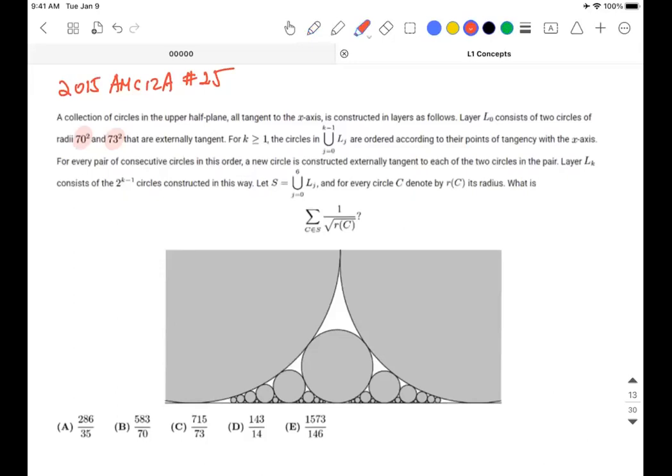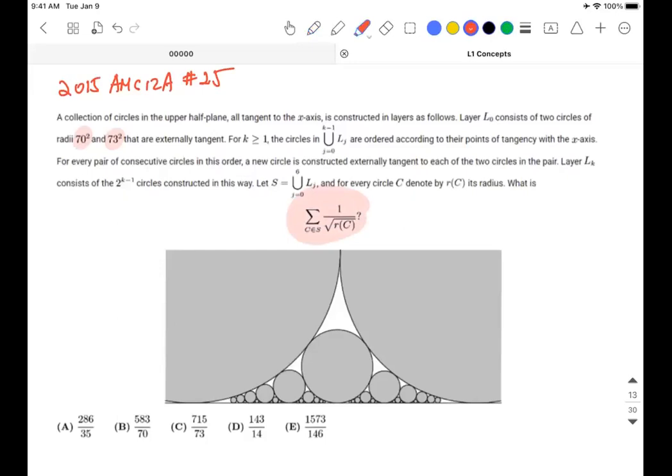Layer L_k consists of 2 to the power of k minus 1 circles constructed in such a way. Let S equal the sum from j equals 0 to 6 of L_j, basically L0, L1, L2, all the way to L6. For every circle with radius r, the question asks you for such a nasty relationship. I think most students do not really understand what the question is asking. That's the challenging part of this problem.